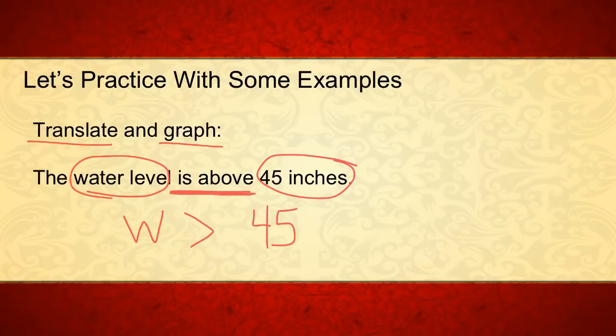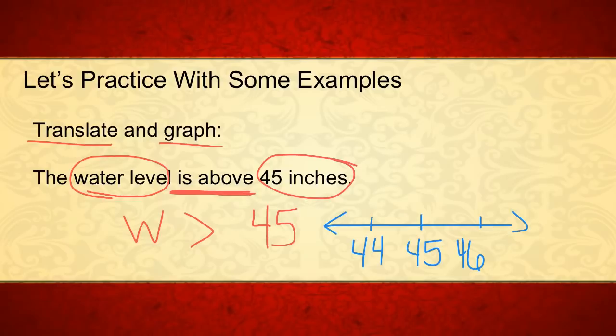And then when I go to graph it, I'm kind of a lazy grapher. I put my target in the center, one bigger and one smaller. And then notice that this means 45 is not part of the solution set. The solution set is everything bigger than 45, but not including. So I'm going to put a circle and color in everything bigger than, but not including 45.